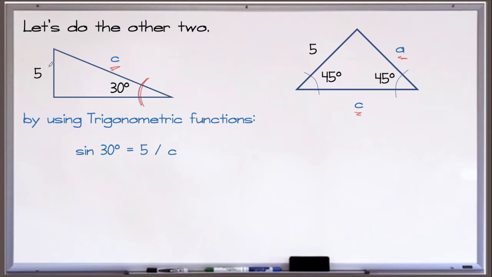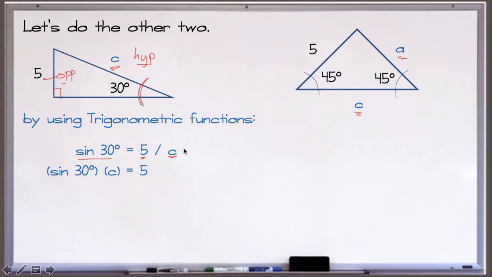Why? Because if this is the right angle, this is 30 degrees, this is the opposite side, and this is the hypotenuse. Na? And sine is the opposite over the hypotenuse. So, sine 30 is the opposite 5 over the hypotenuse C.